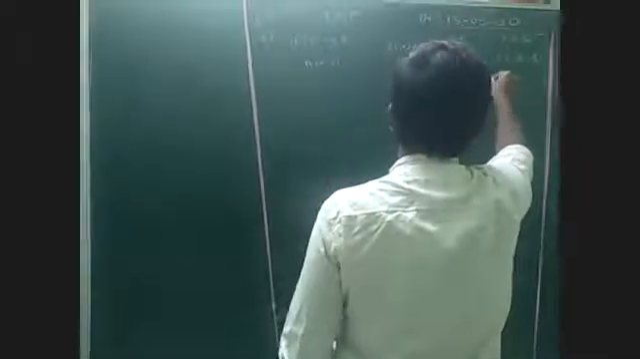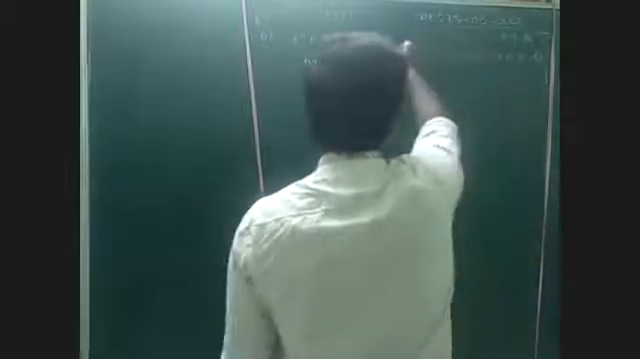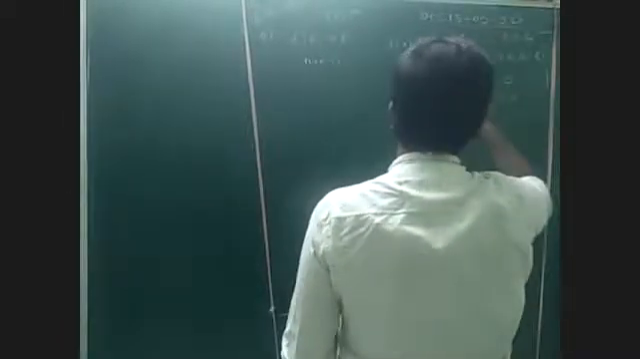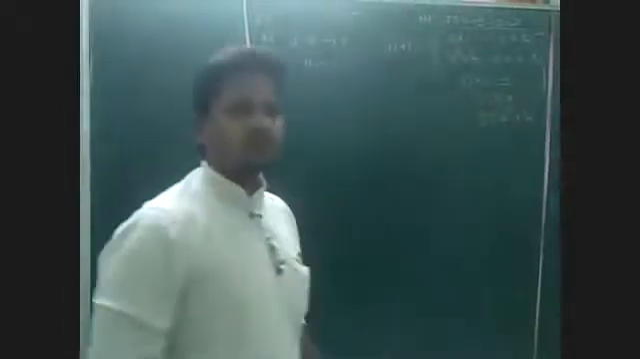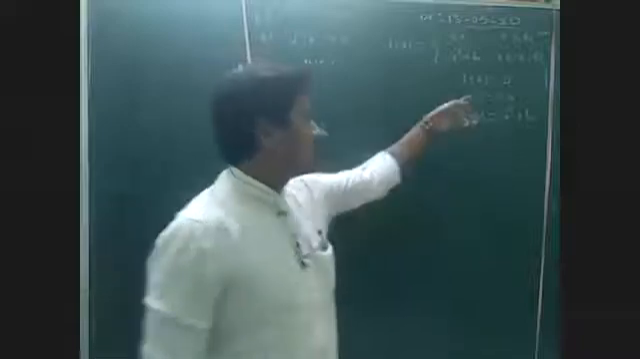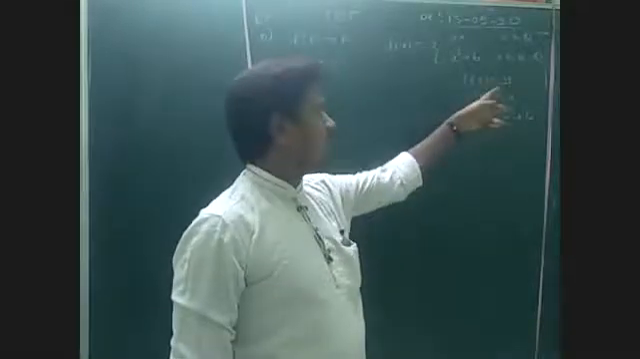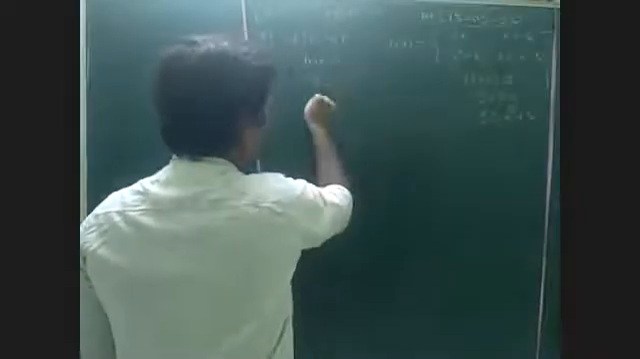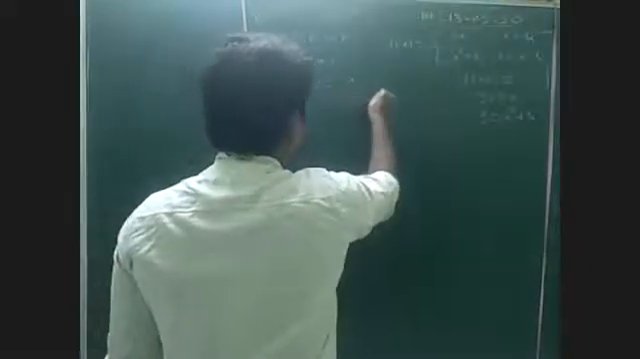f of x is nothing but y. Everyone knows that. So let us take y equals 5x. They have given two equations: y equals 5x and y equals x square plus 6. To check the continuity at particular values, we can equate them. So y equals y, so 5x equals x square plus 6.